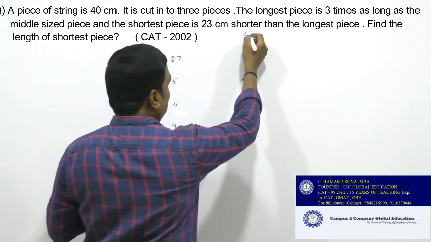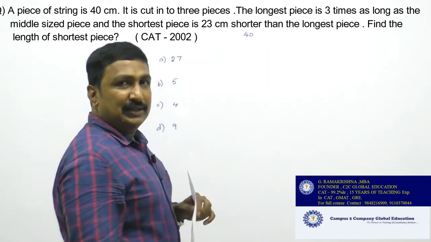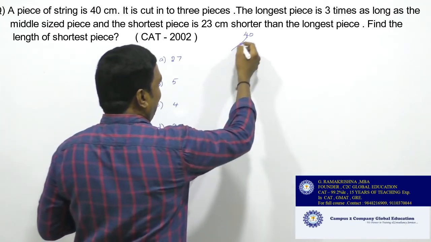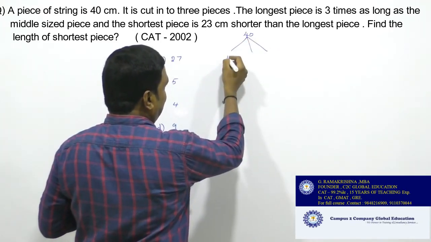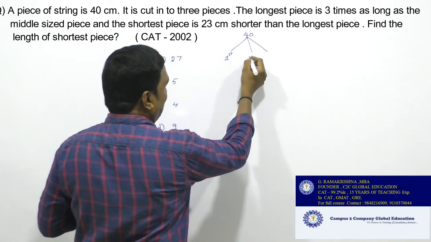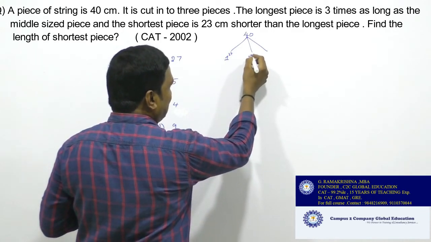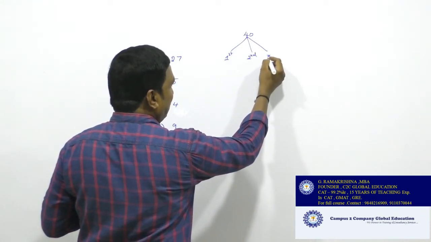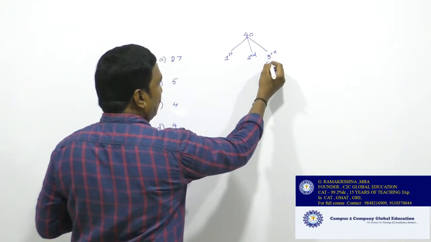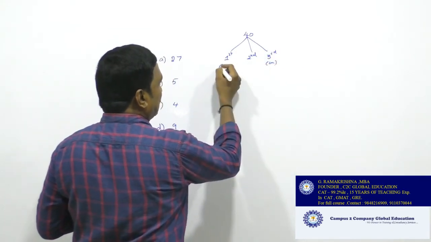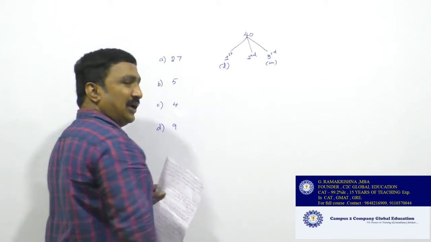So the total length of this one is 40. I am explaining this 40 can be divided into 3 pieces. The largest one is the first piece, the second largest is the second piece, and the shortest one is the third piece. So this is called smallest. This is called largest. Okay now, friends.